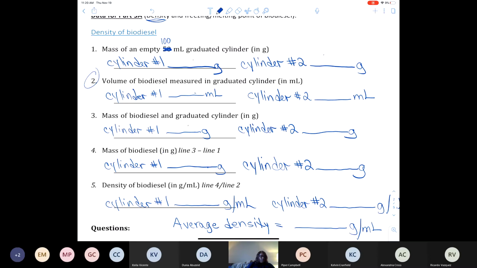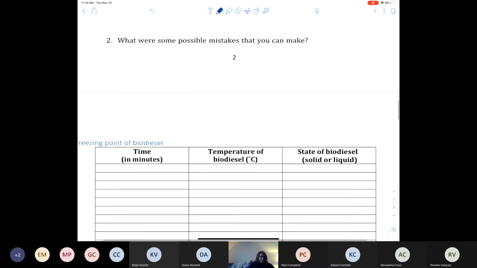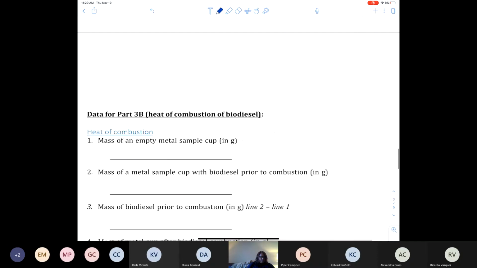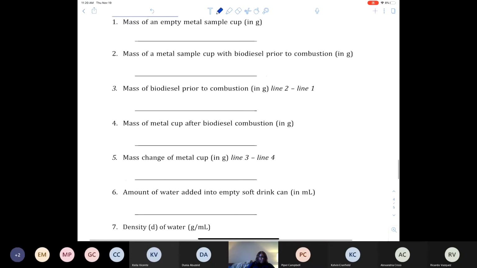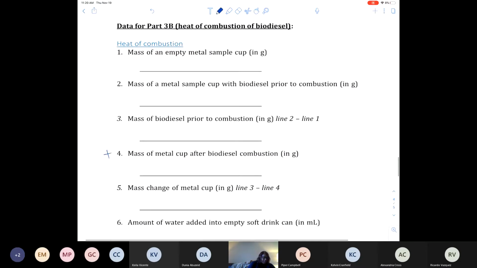Okay. So if there aren't any questions, I think I have one more thing I need to tell you. I forgot to take one last picture, and that was the mass of the metal cup after the biodiesel combustion, but I did write that information down. So you won't find this information in a picture or video. I'm just going to give that information to you now.